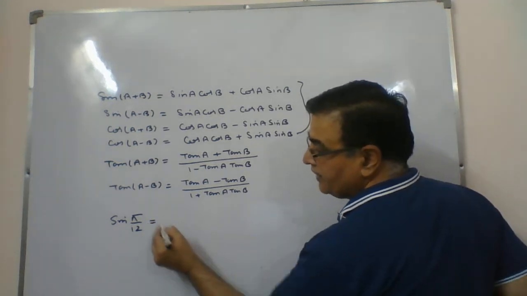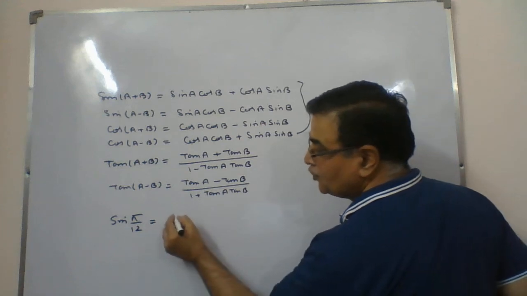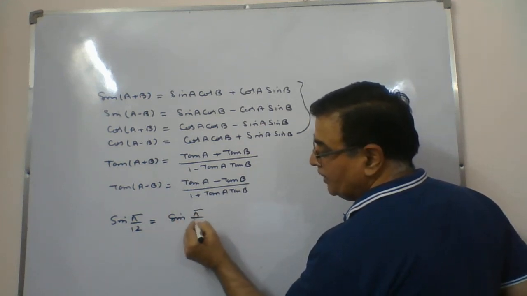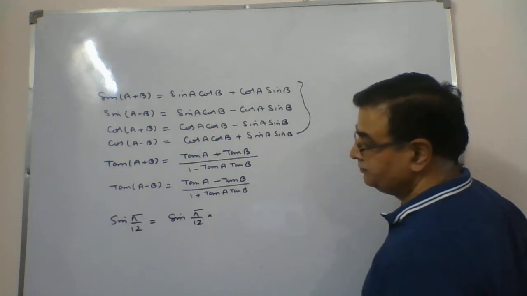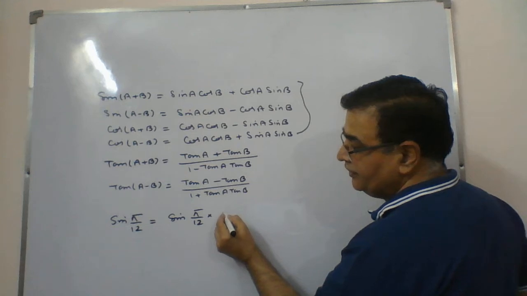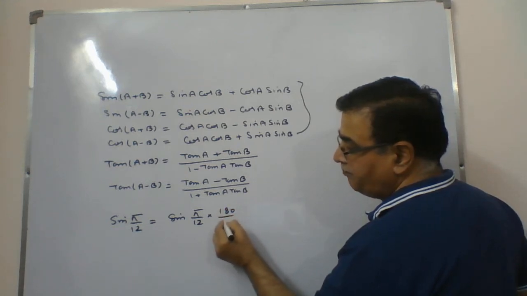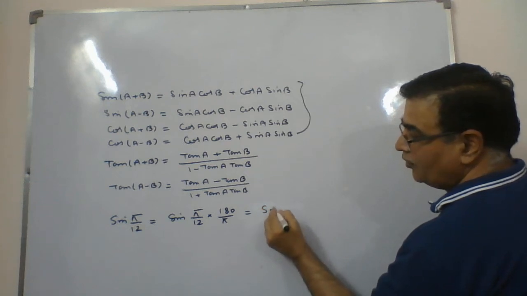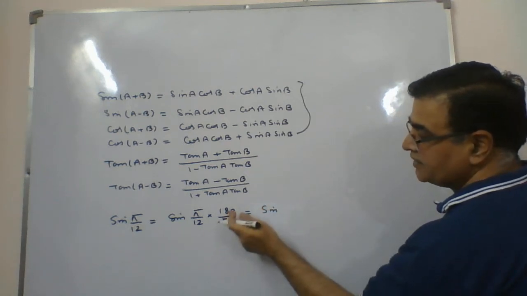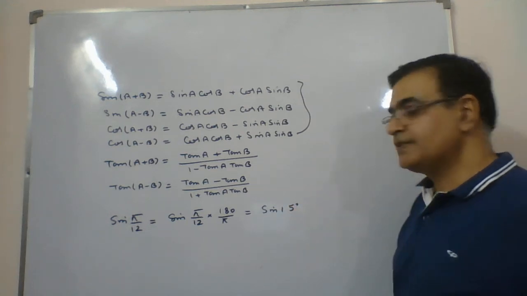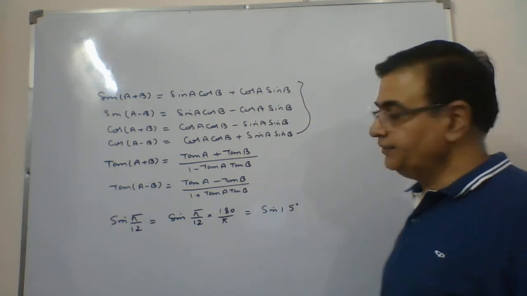When we think about sine pi by 12, I should write this as sine pi by 12 into, then pi by 12 is here, and we'll convert in degrees, so it will be 180 by pi. Pi will cancel out, now left is 12 ones are 12, so 15 degree comes. Sine 15 is the start.